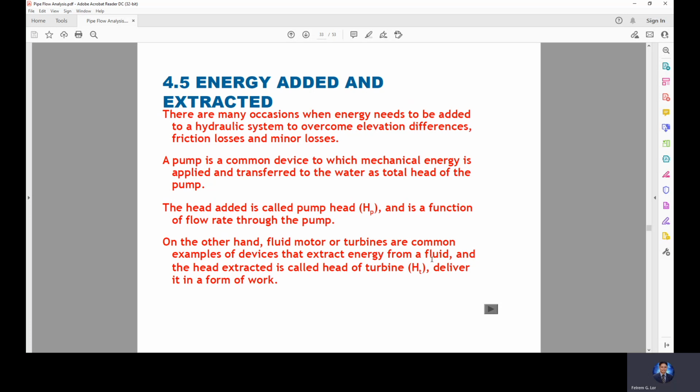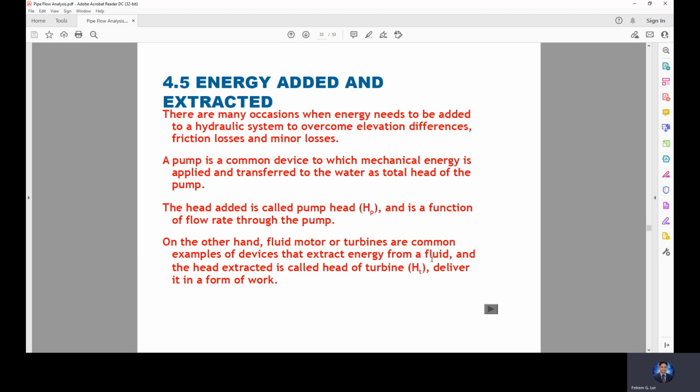Okay? Yeah, there are many occasions when energy needs to be added to the hydraulic system to overcome elevation difference and friction losses. A pump is a common device to which mechanical energy is applied and transferred to the water as total head of the pump. Head added is called pump head, H sub P. Dili na siya HP ha, di siya horsepower, that's H sub P. H sub P is a function of flow rate through the pump.